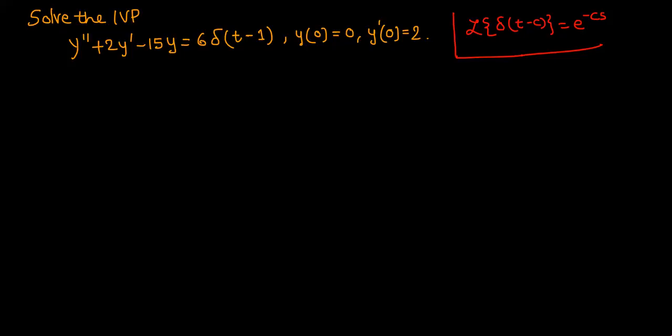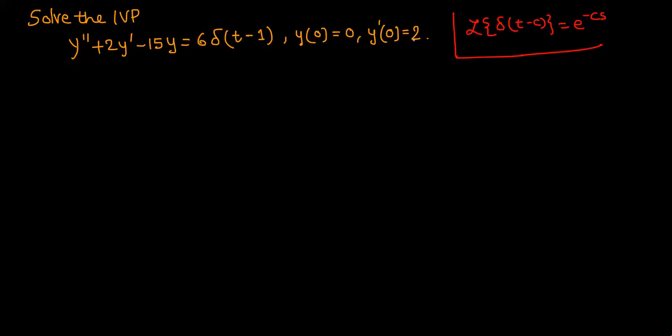Solve the initial value problem: y'' + 2y' - 15y = 6δ(t - 1), and the initial conditions are y(0) = 0, y'(0) = 2.